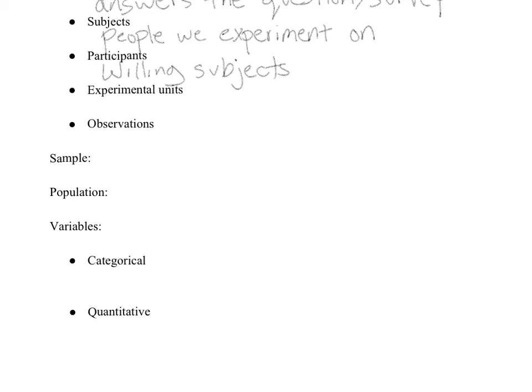For example, if we were to experiment on plants or animals, they cannot give us consent, so we just call them experimental units. So those tend to be animals, plants.